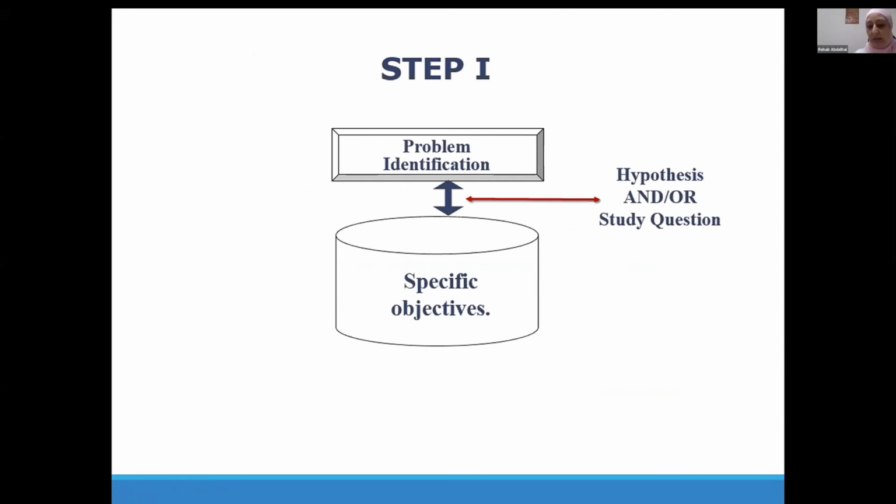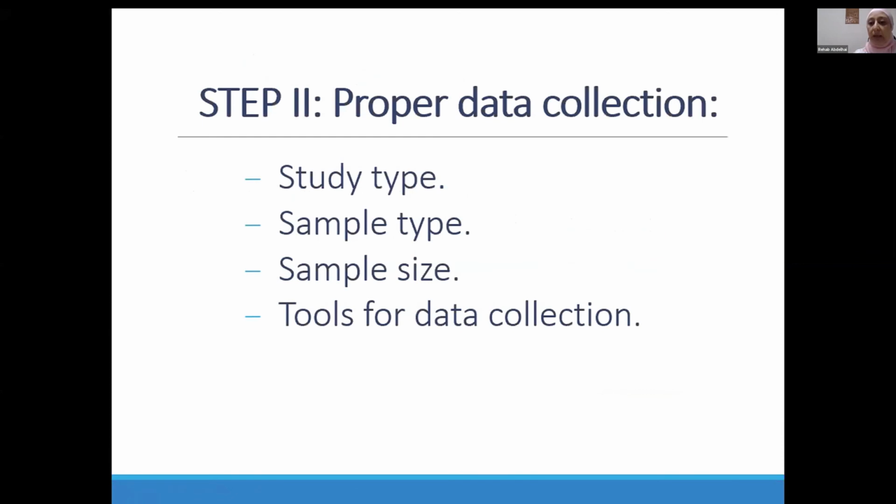And then the research pathway. Now, step 2 is about proper data collection. In order for proper data collection to be achieved, we have to address several points. The first point is the study type. I'm going to go through this in detail over the coming 2 days.